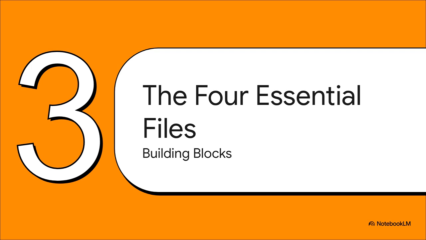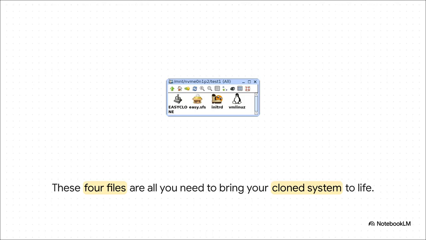Seriously, think of these as the fundamental building blocks, the only 4 things you need to build your new system wherever you want to put it. And there they are. That's it. All you need to do is put these 4 files into a new empty folder. They might look a bit technical, I know, but together they contain the complete DNA of your operating system, ready to be activated. So, what does each one actually do?